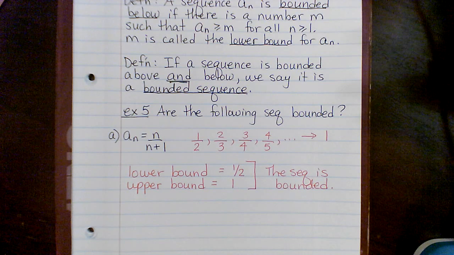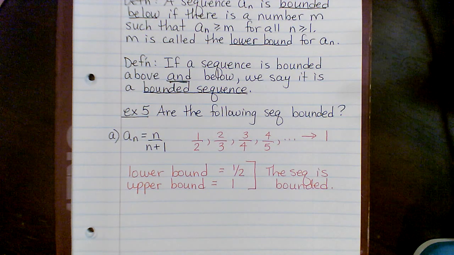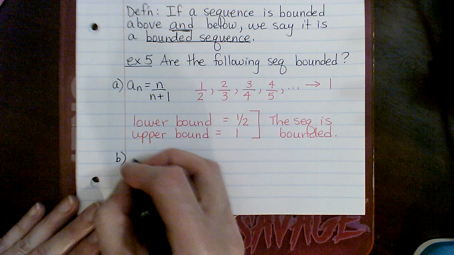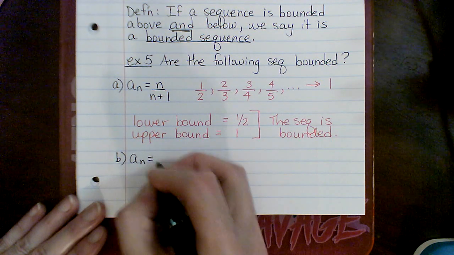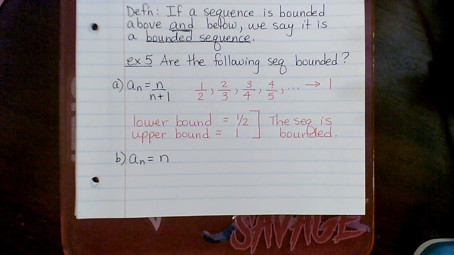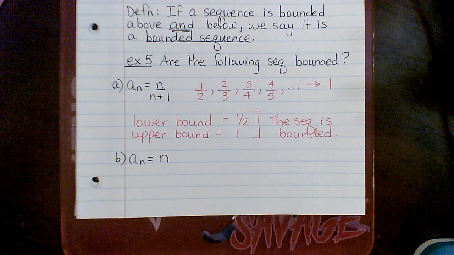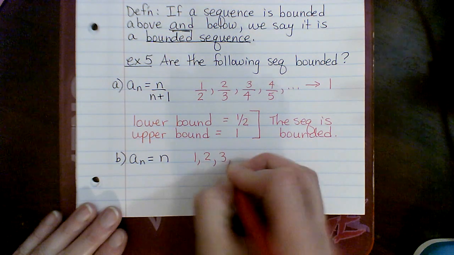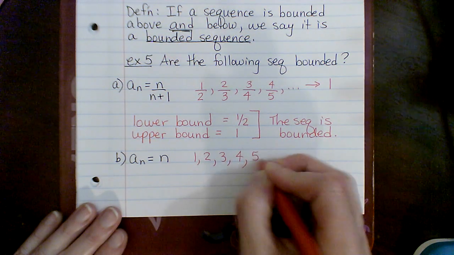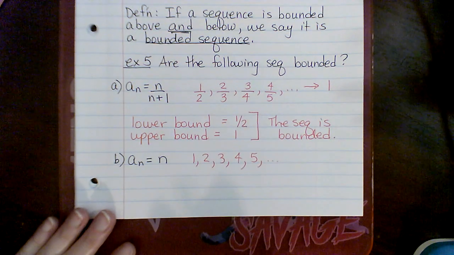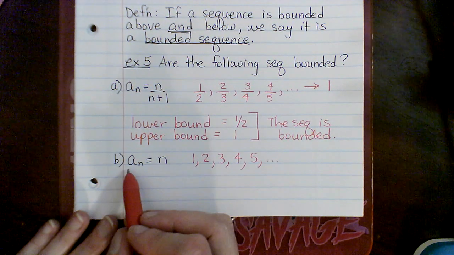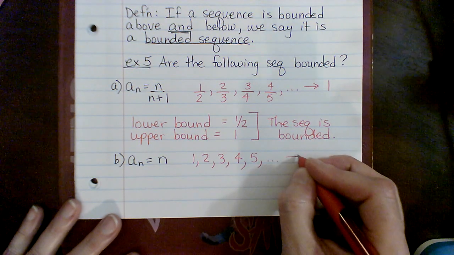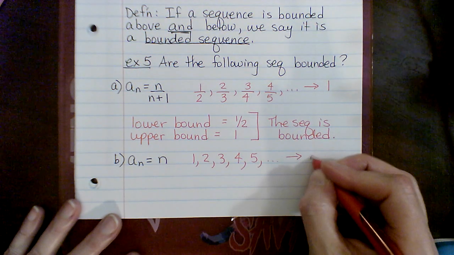All right, let's look at another one. How about just the sequence n? All right, so that's just going to be 1, 2, 3, 4, 5, ... This sequence does not converge. This is just going to get infinitely large without bound. So it diverges.